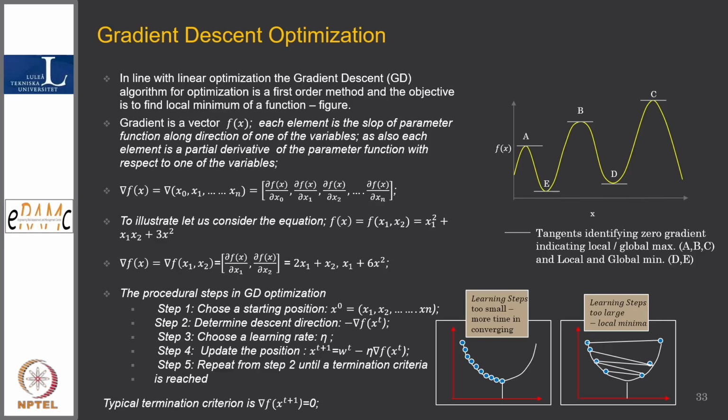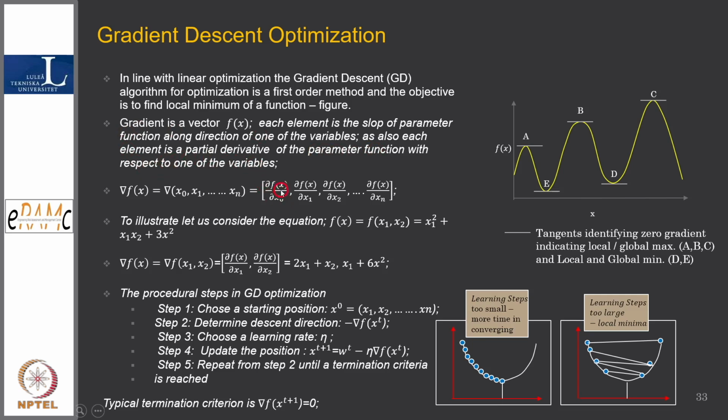Some characteristics of gradient optimization are shared. The only difference is that gradient optimization works on the slope. In line with linear optimization, the gradient optimization algorithm works for first-order and second-order methods, and the objective is to find the minimum of the function. See the figure. Gradient is a vector characterized by f(x). Each element is the slope of the function along the direction of one of the variables, so each element is a partial derivative.